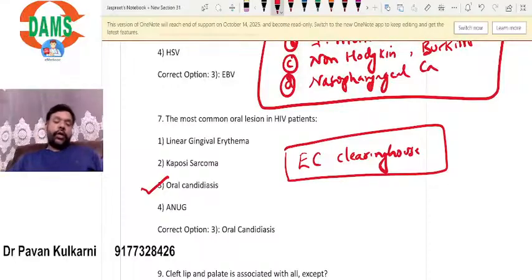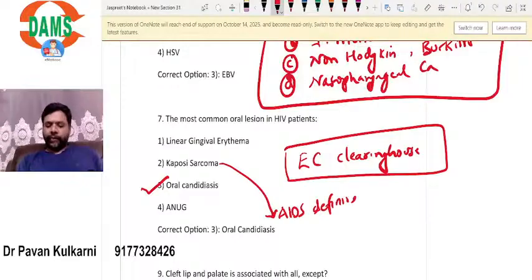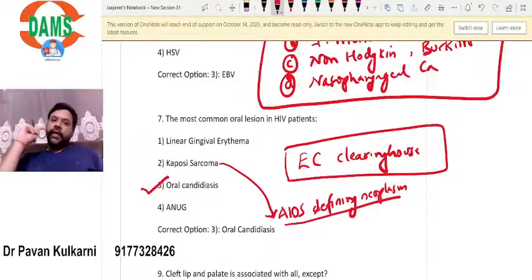However, if they ask you for the AIDS defining neoplasm, that is called Kaposi sarcoma. What is an AIDS defining neoplasm? It is a neoplasm which, if you see it, you can definitely diagnose that this patient is HIV positive. So Kaposi sarcoma is called the AIDS defining neoplasm.